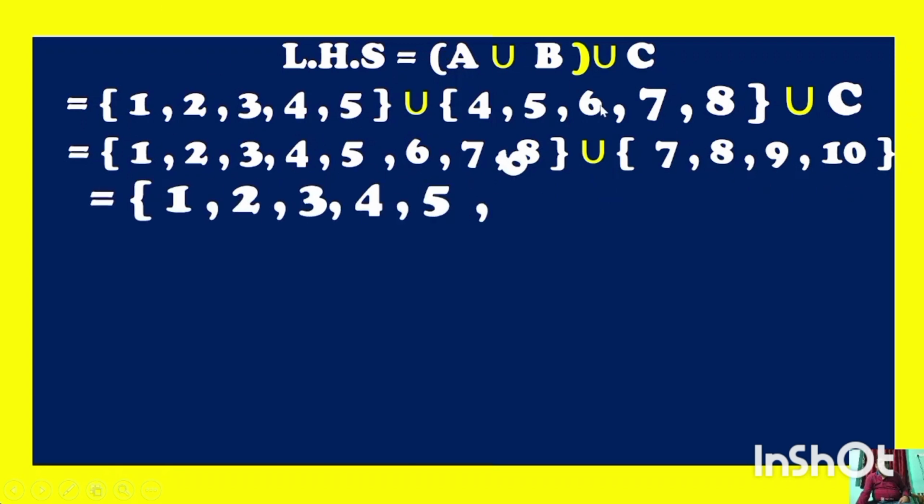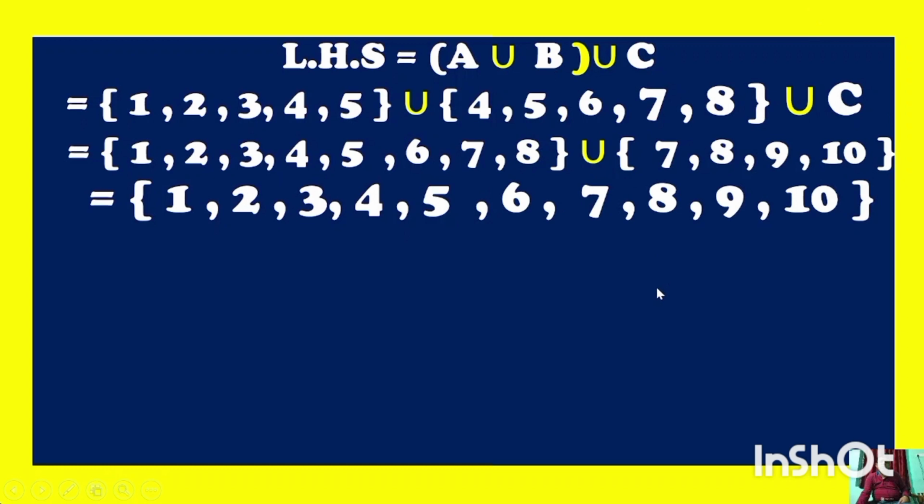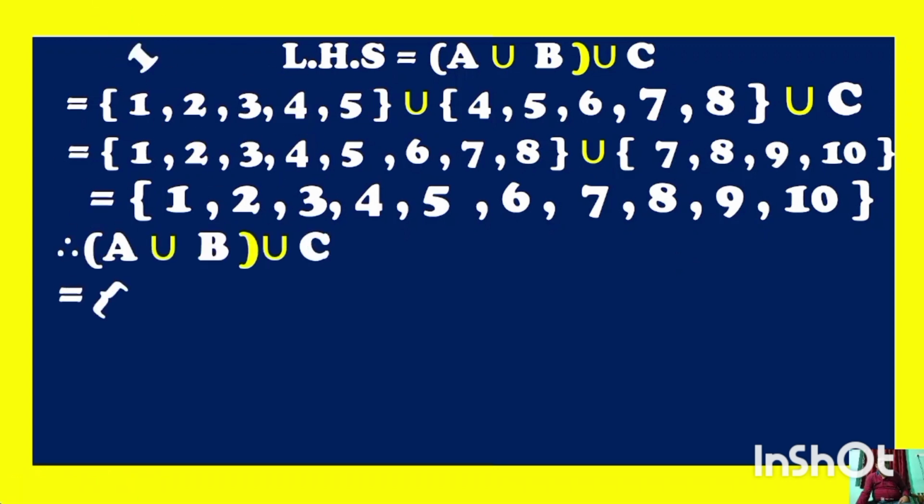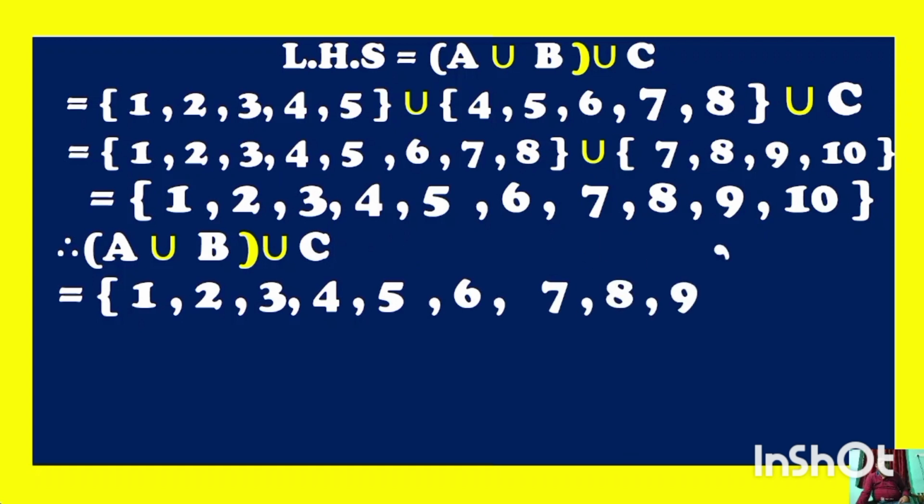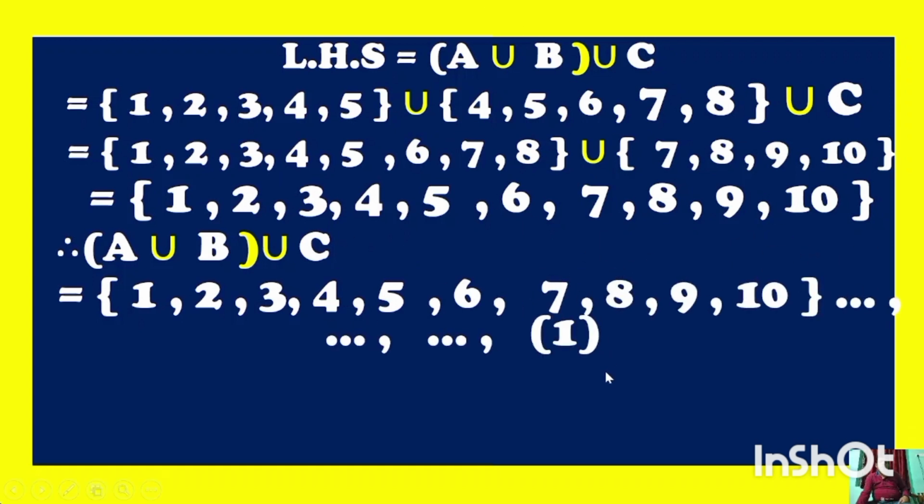First you have to find A ∪ B. After finding it, you get the resulting set. Then you have to find its union with C, and you will get (A ∪ B) ∪ C. Look at the elements here, taking all the elements of (A ∪ B) ∪ C. First find the union of A and B, then with the resulting set, find the union with set C. Understand?